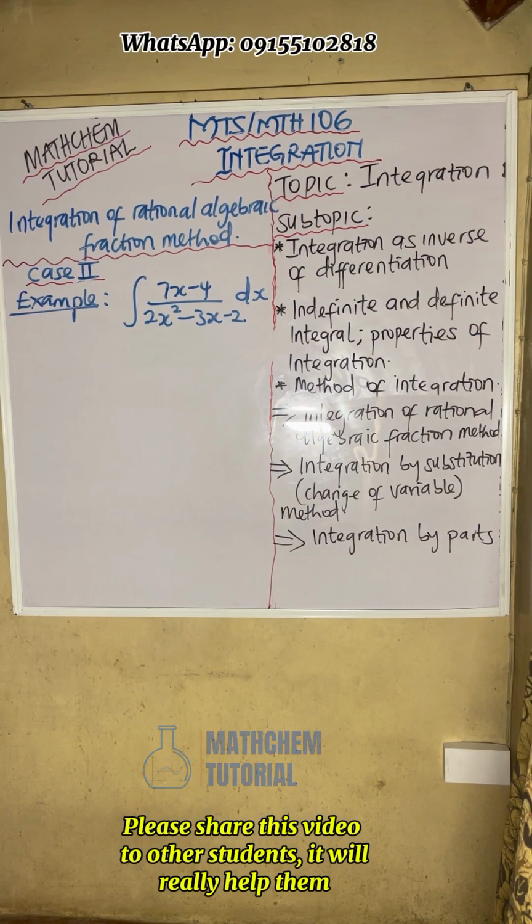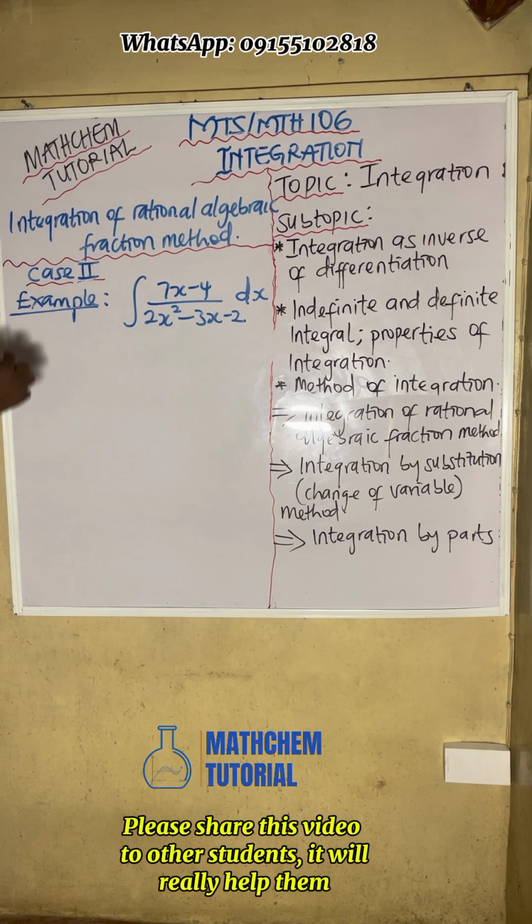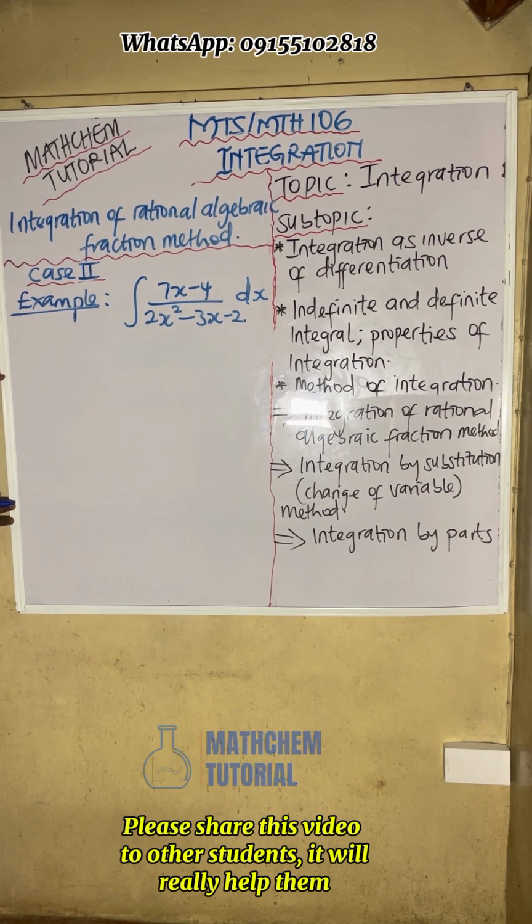So this is case 2. Now, instead of using the long division method, you're going to use partial fractions. We will resolve it into partial fractions before we integrate. So how do we go about that? Okay, now let's resolve into partial fractions.